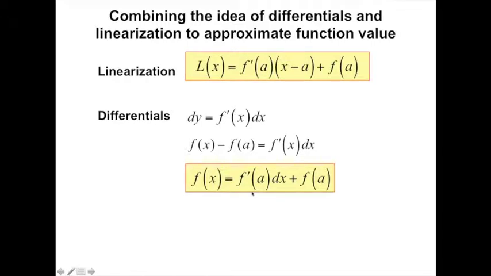So if we look at that, we can see that when we bring the f of a to the right side, we get back what we started with here. So the differential expression and the linearization expression are really the same thing, with the f of a taken to the left side to get our differential with respect to y.